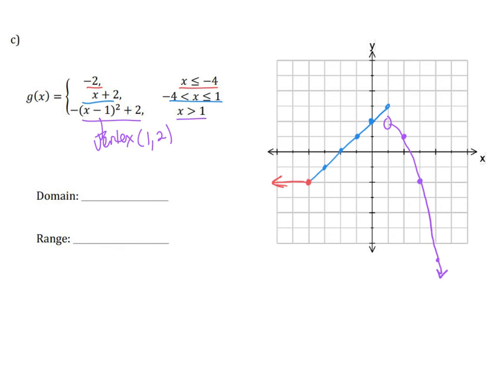What is my domain? My domain is from -infinity to infinity. And my range is from -infinity to 3, inclusive of 3 because there's a closed circle up there. I hope that makes sense. Ask questions to your teacher if you're not sure what's going on.